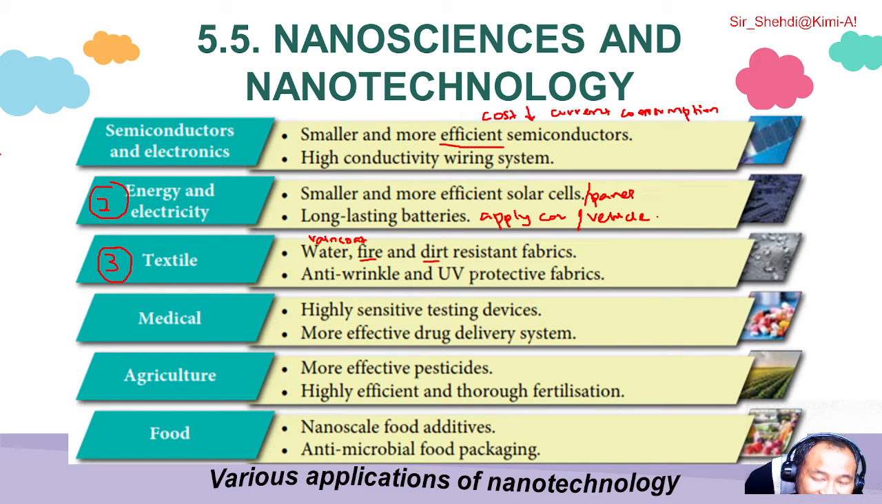easy to clean. Next is your anti-wrinkle. Anti-wrinkle refers to your kedut. So after this, no need to iron your clothes or attire. And then UV protective fabrics. So when you are always working outdoor, that means you are working under sunlight, so the fabric can protect your skin from the UV.